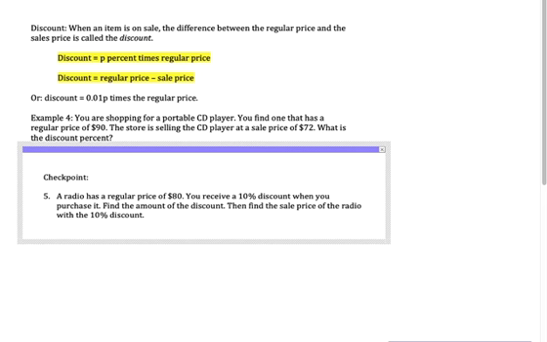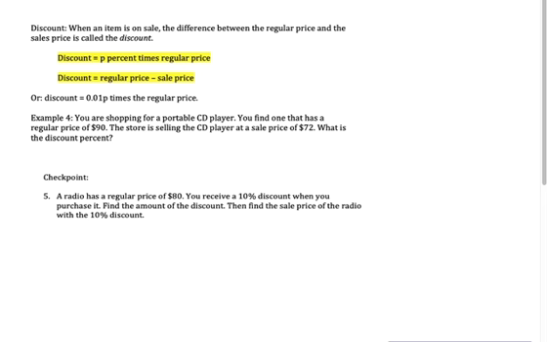Okay, so checkpoint 5 says, a radio has a regular price of $80. You receive a 10% discount when you purchase it. Find the amount of the discount. So in this case, we're going to want to use this formula, right, to find out the amount of the discount. All right, because we know the percentage now. So the discount equals the percentage now, and that's really going to be what? 0.01p. Oh, wait a minute. Hold on. They told us what the discount. Never mind. We know what the percentage is. Never mind. We're not solving for percentage.